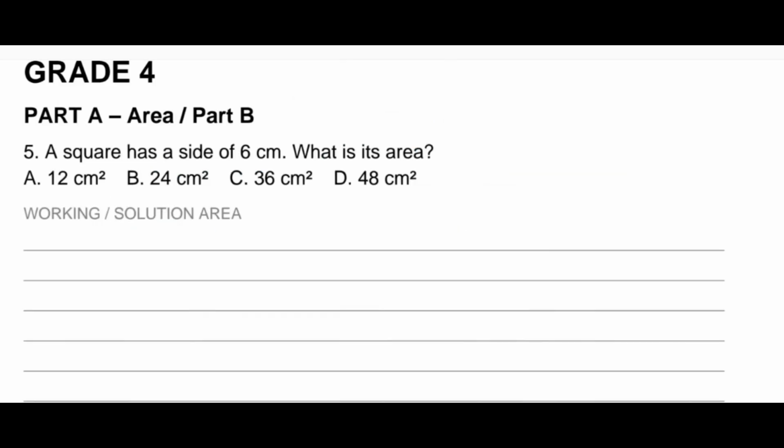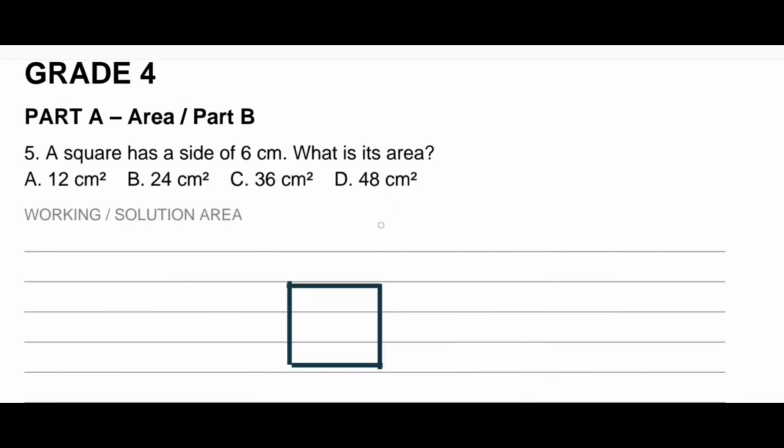Number 5. A square has a side of 6 centimeters. What is the area? A square has a side of 6 centimeters. It means this side is 6 centimeters. Because it is a square, all the sides are equal. So this is also 6 centimeters, 6 centimeters, 6 centimeters. Have you seen it?